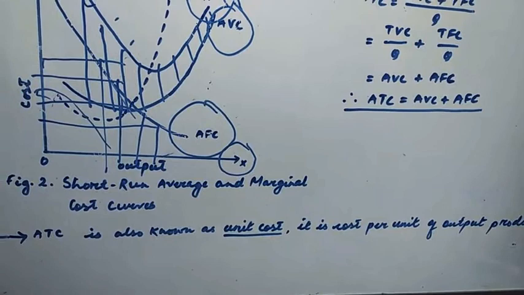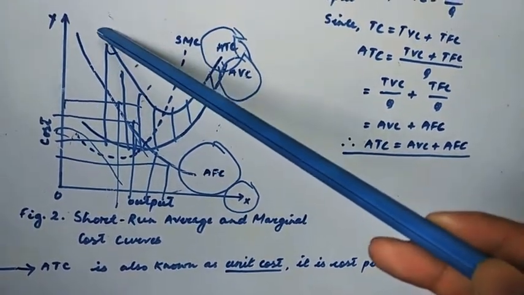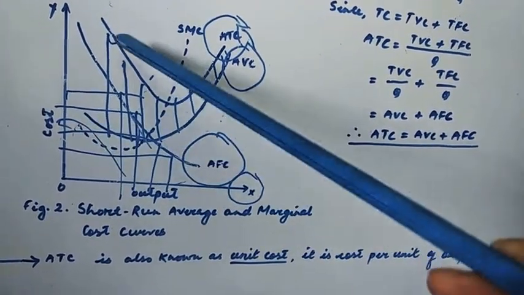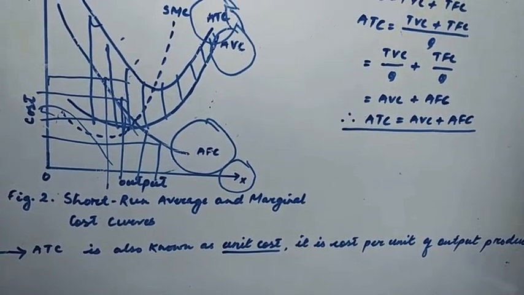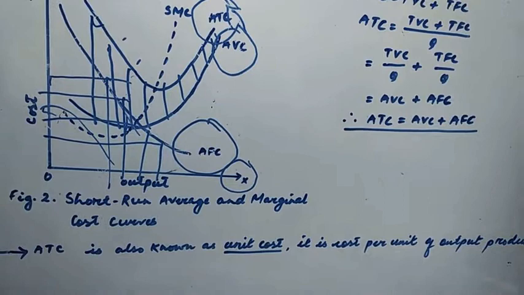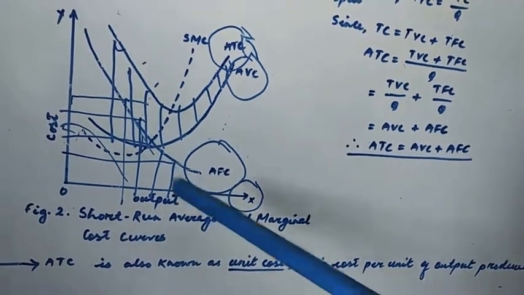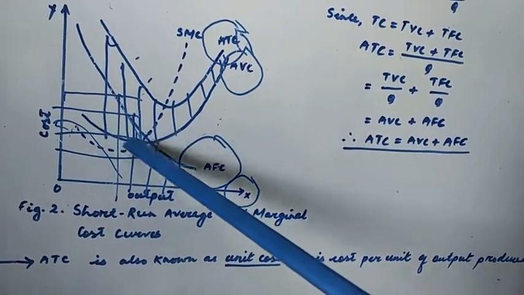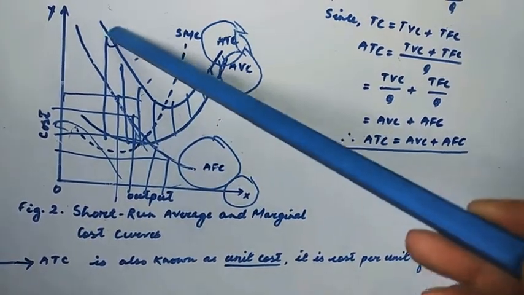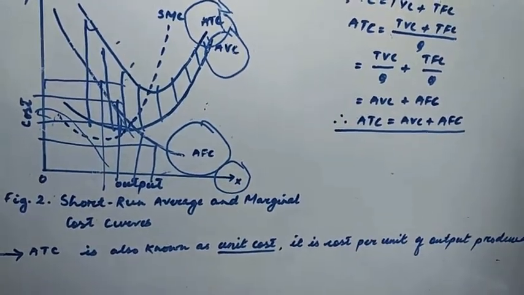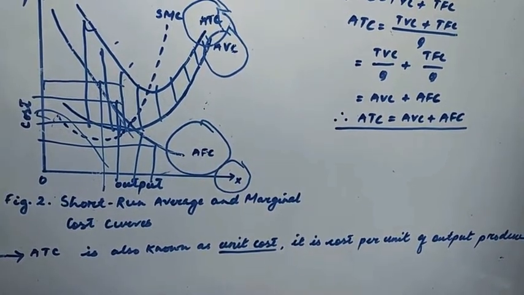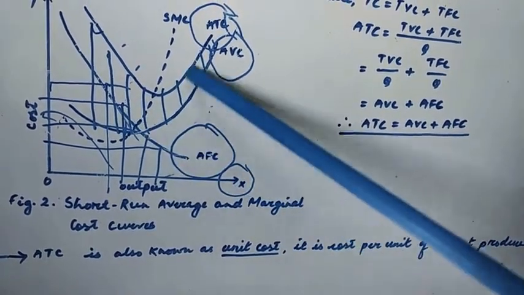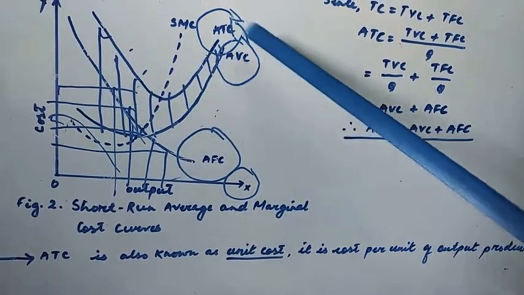So in the beginning, what you see is that both ATC and AVC fall, and the ATC curve therefore falls sharply. So in the beginning, since AVC falls, automatically ATC also falls. And when the AVC curve begins to rise, this ATC will also rise.